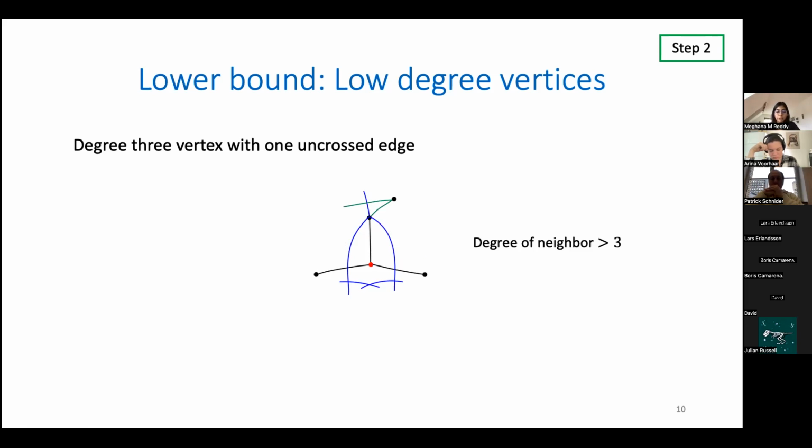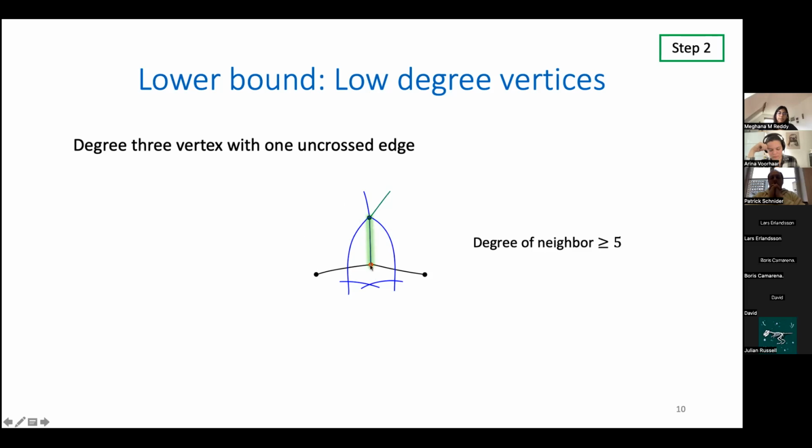So we can basically look at the drawing and see how things work and analyze the drawing, and then finally show that the degree of this neighbor is actually 5. So for every degree 3 vertex, there should be a vertex of degree 5 in its immediate neighborhood.